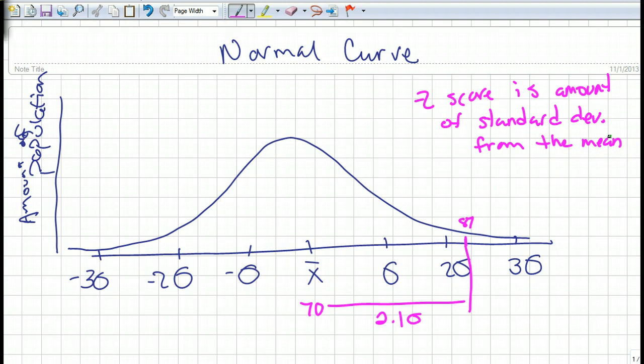Now, the nice thing about this is it gives you an idea of where you are compared to the rest of the population.